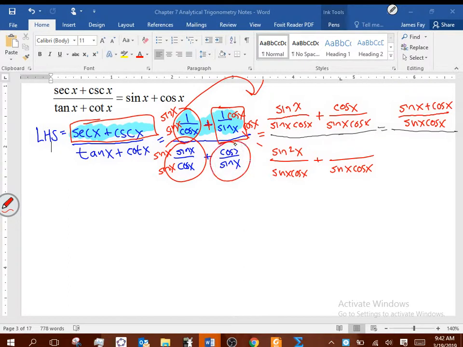Let's look at this one now. What do I need to multiply that one by? Cosine x over cosine x. So now I get cosine squared x. So that's even better, coupled with the sine squared.